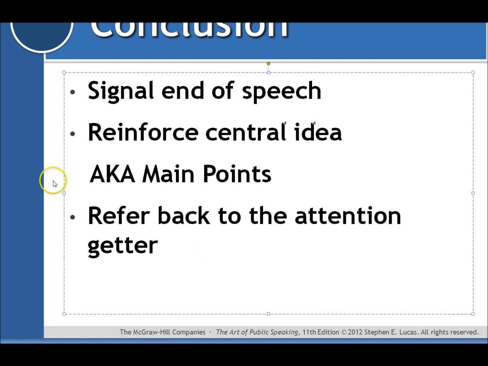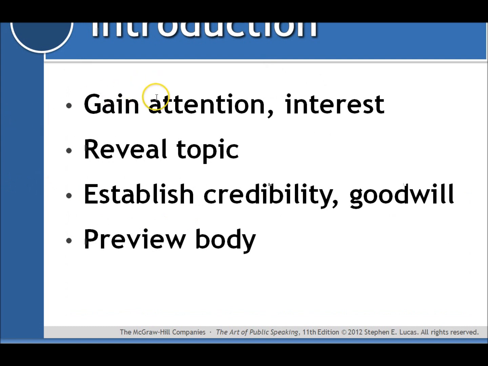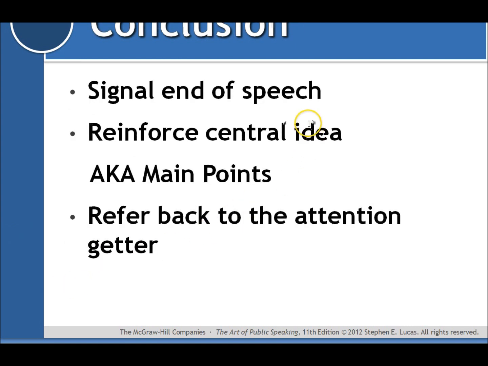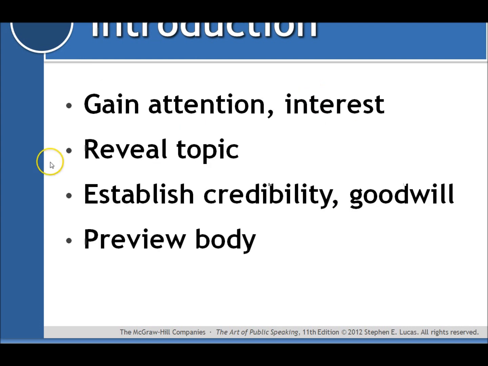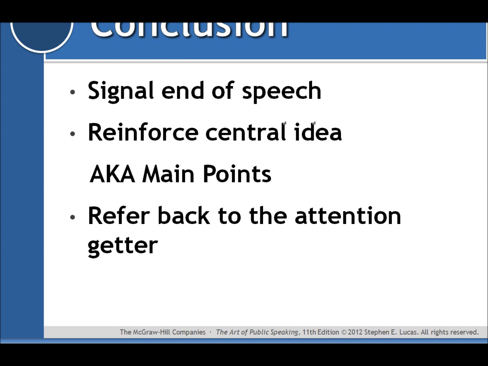So again, in summary, introduction: gain the attention of the audience with an attention getter, reveal the topic, establish your credibility and goodwill, preview the body of the speech, aka your main points. Then you signal the end, reinforce the central idea, again aka your main points, and refer back to your attention getter. So 3 steps here, 4 steps in your introduction, go in the order, have an awesome attention getter, end with it as well in your conclusion, and you should be good to go.